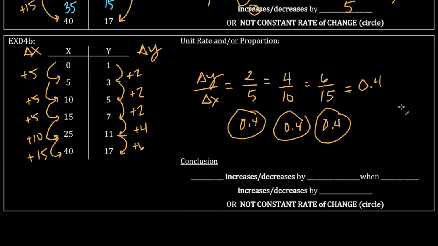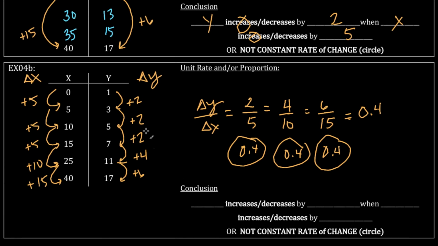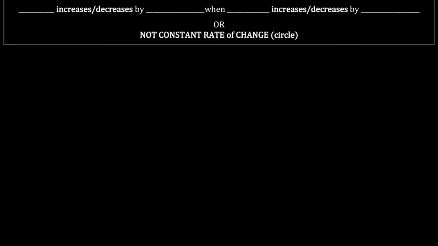And then I just showed you all the explanation. Well, let's do it again. So the y, and we're going to concentrate on this simplified version. The y increases by 2 when x increases by 5. Cool, let's go to the second page.